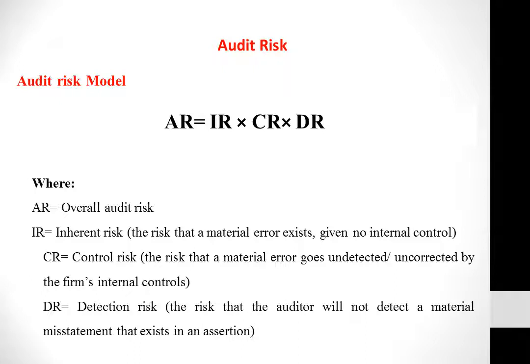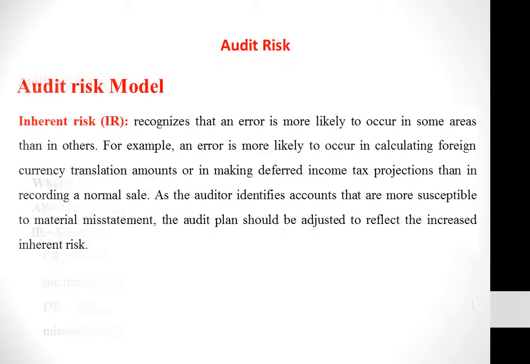Okay, the point here is that we want to get DR. IR and CR the auditor can't control, but he can control DR. So the problem here is that the auditor must evaluate or make an assessment of DR, detection risk, and this is how we can use this model. So DR equals AR divided by IR multiply CR, and we are going to see this in the following slide. Before we get to know how to calculate DR, let's discuss every component of the audit risk model.